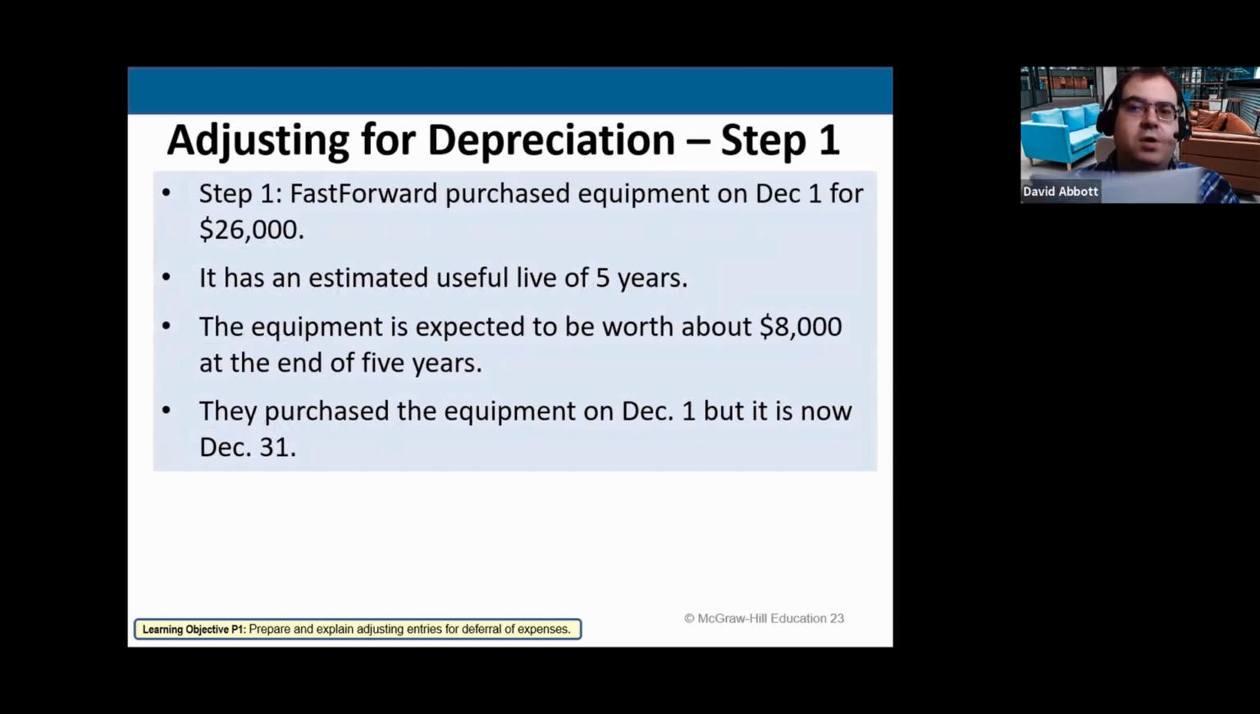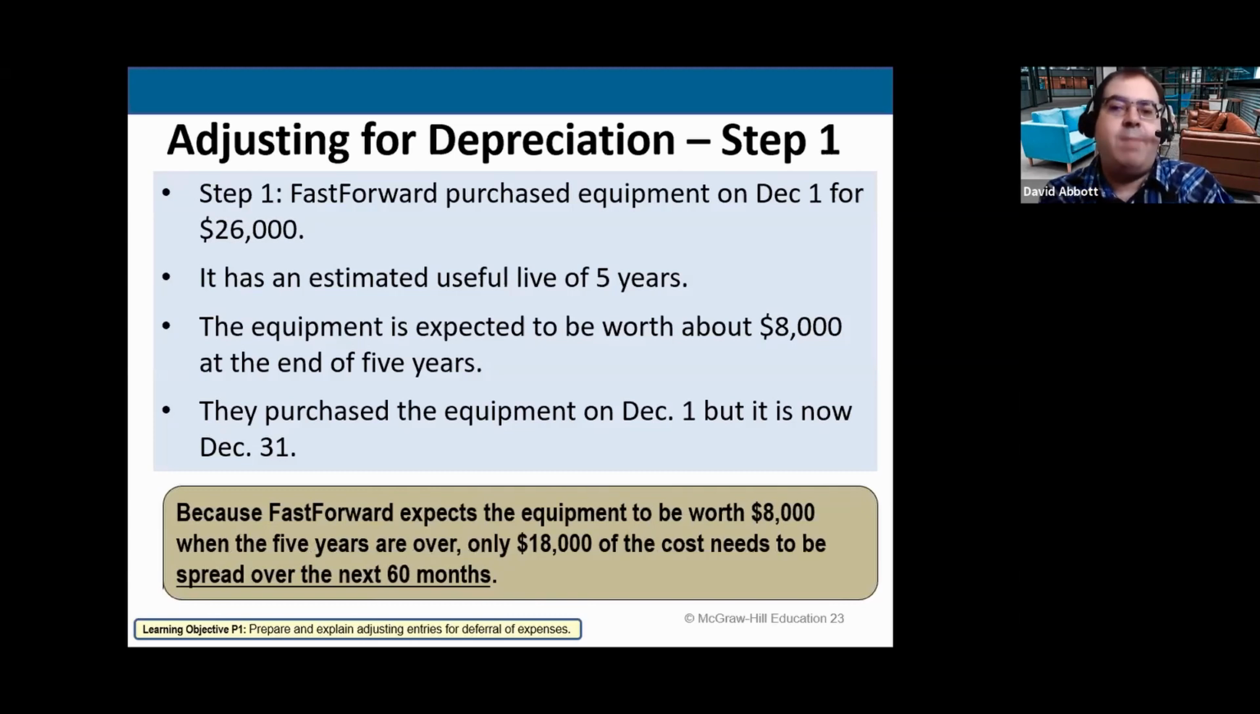So fast forward, purchased equipment on December the 1st for $26,000. It has an estimated useful life of 5 years. And the equipment is expected to still be worth about $8,000 at the end of 5 years. And so they purchased the equipment on December the 1st, and here we are now, December 31st, closing out the books.